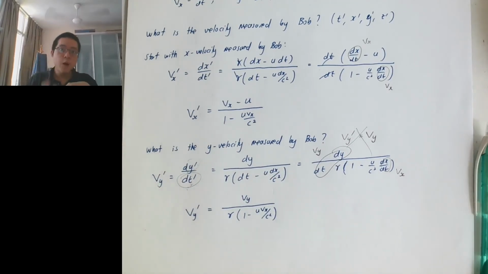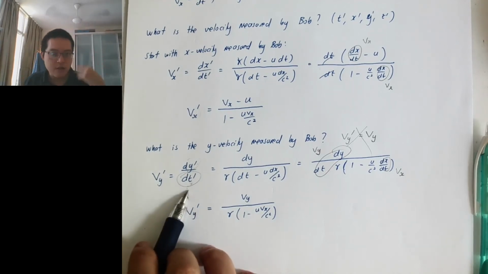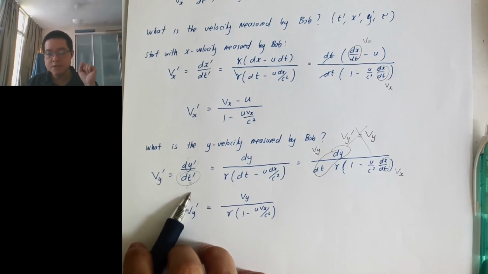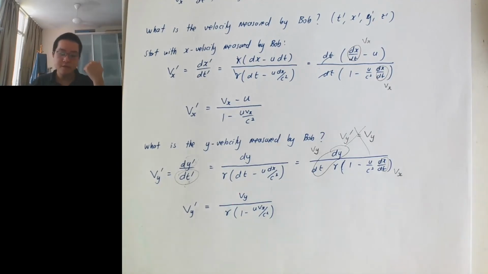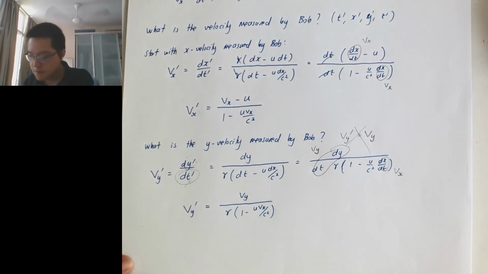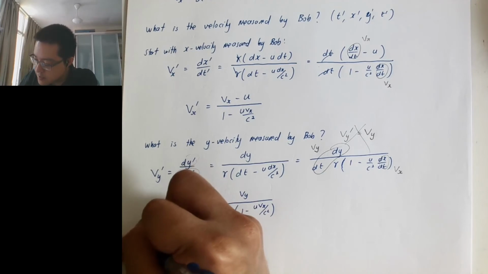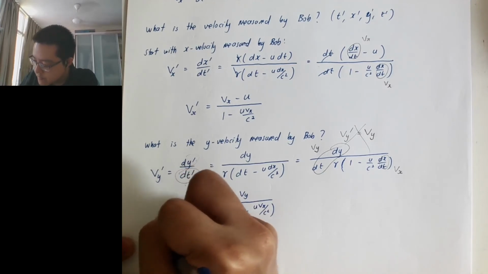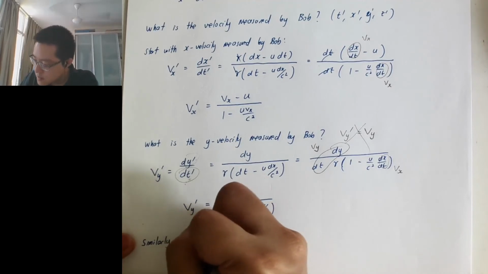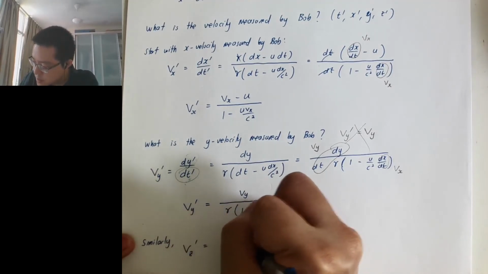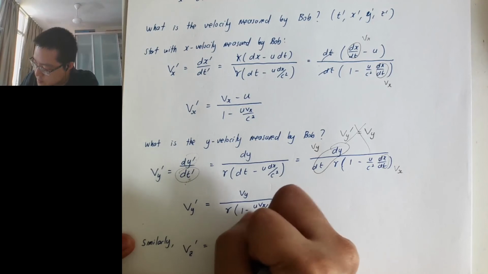So the y velocity is also affected, because velocity involves time. That's why, since time is different for Alice and Bob, the velocity that they measure will also be different. Similarly, you can do the same thing for the z direction. It's the same process, so no need to spend so much time. I'll just show you here.